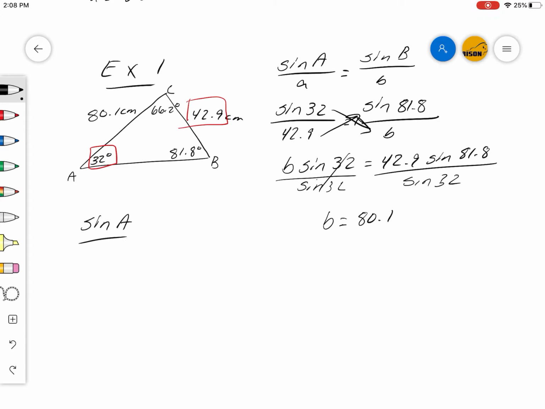So I've still got sine A over A. This time I'm going for C. So I'm going to say sine C over C. And then I'm going to put the information in that I know.